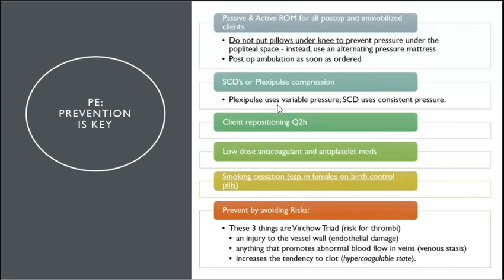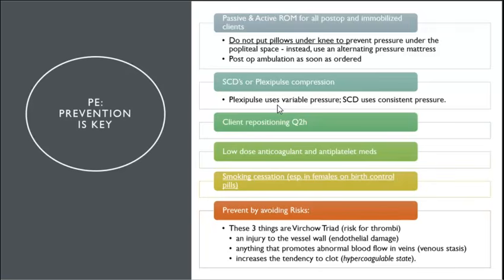And of course, we always want to avoid our risks for building a thrombus. So that's your Virchow triad. Endothelial damage. How do we get endothelial damage? Endothelial means the inside of the vessel. How does that become damaged? It could be chronic hypertension, not caring for it. It could be plaque buildup, so high cholesterol. Anything that's going to injure that vessel wall.